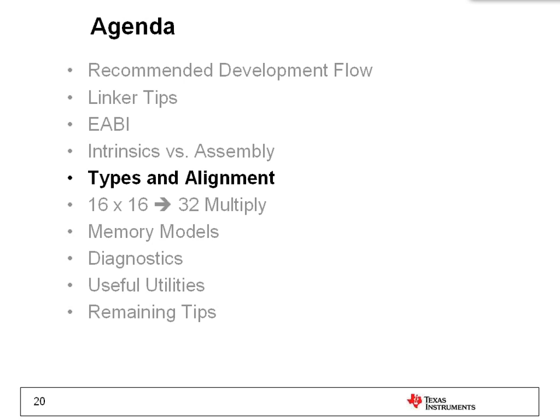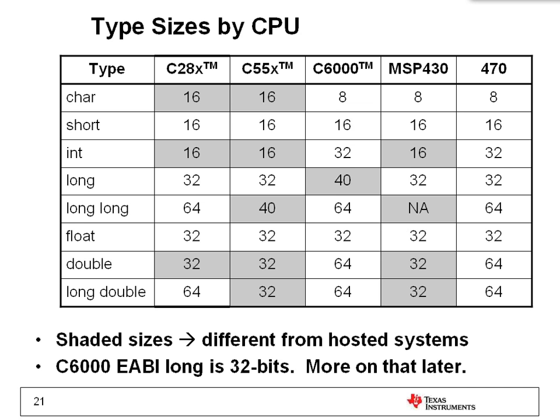Types and alignment, the one area where beginners tend to have the most trouble. So I start this section with this chart. The first column is just the names of the types in C, the base types in C. And then each column is how many bits wide that type is for that target. C28X is the first one, and so on. If something is shaded in gray, it's unusual. It's worth paying attention to because that particular width is different than what most people expect.